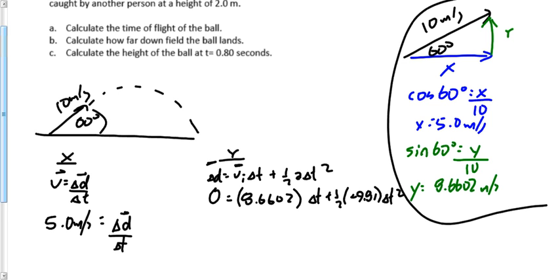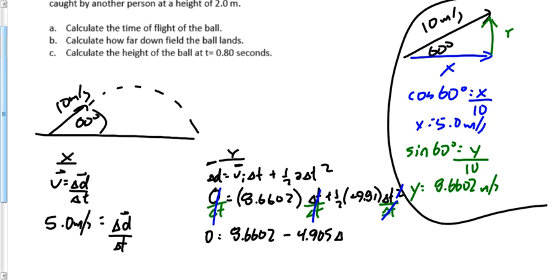All right, so let's divide every term by t. 0 divided by t, t divided by t, t squared divided by t. What happens here? 0 divided by t is 0. T divided by t is 1, so it becomes just 8.6602 times 1. Half times neg 9.81 is neg 4.905. T squared divided by t is what? T, right? Take the square off and the t on the bottom, 4.905 t.